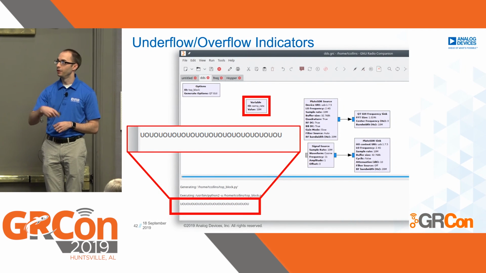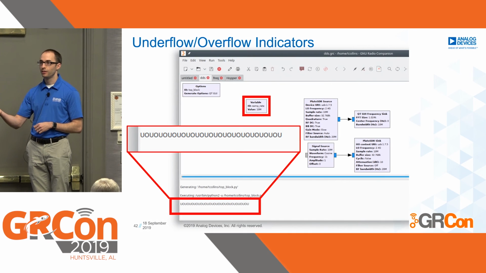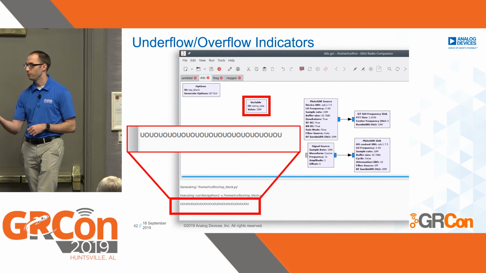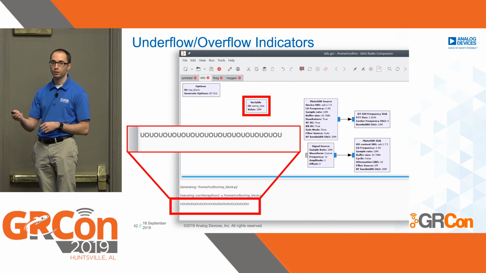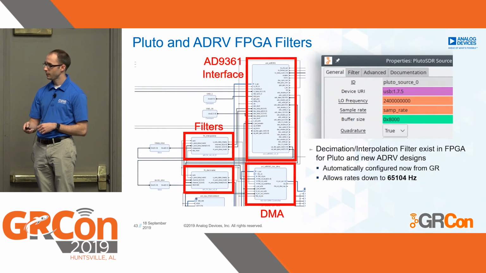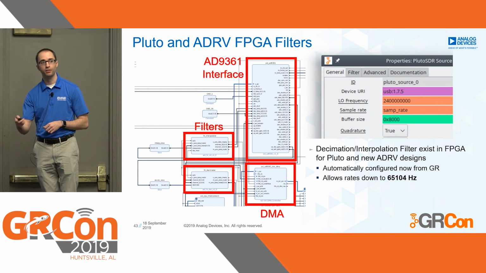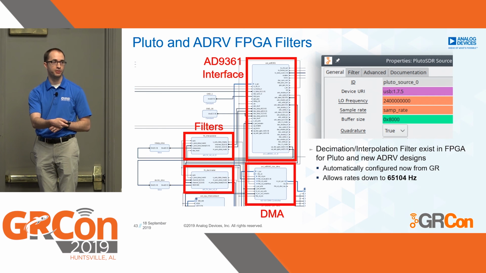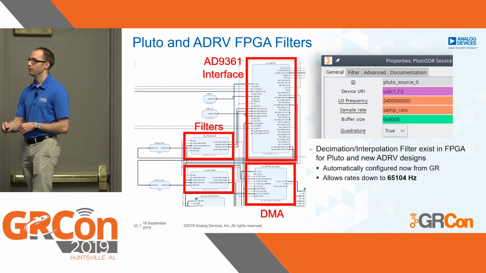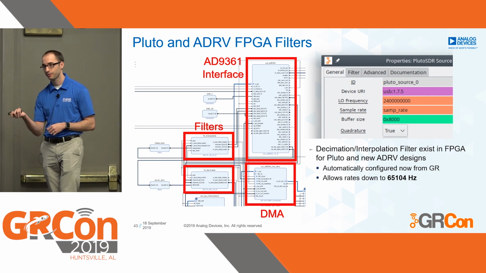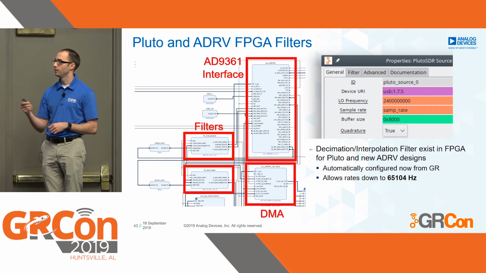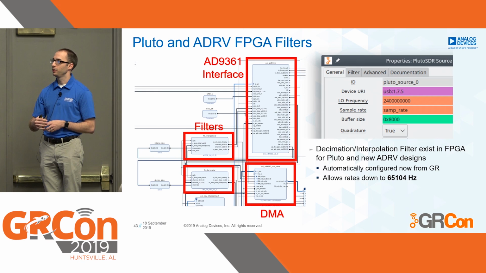We're adding underflow and overflow indicators, so the standard O's and U's that you're probably used to from UHD will be provided now across all our blocks. We're enabling the FPGA filters that are inside Pluto. If you didn't know, there are additional decimation and interpolation filters inside Pluto, and this will allow you to get down to a 65 kilohertz sample rate. You don't have to do anything. You simply install the new blocks, and you can set the sample rate lower, and it will turn on those decimations for you.